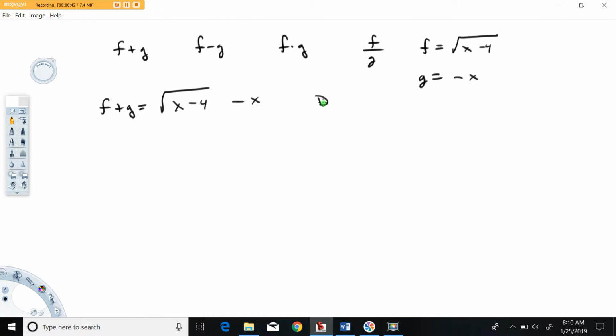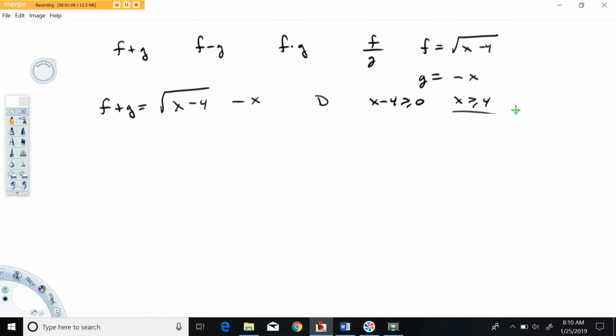So remember, for the domain, start by assuming all real numbers unless you see a problem. There are no division by zeros here, but there is a square root. So if you're going to take the square root, this thing has to be positive. So we can write an inequality stating that x minus 4 has to be greater than or equal to 0. And a quick solution of this means x has to be greater than or equal to 4. So there's our domain.